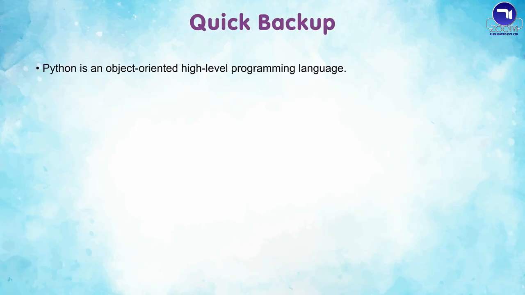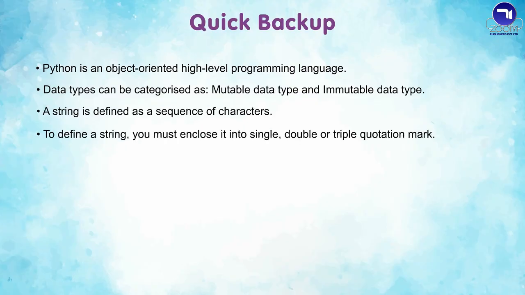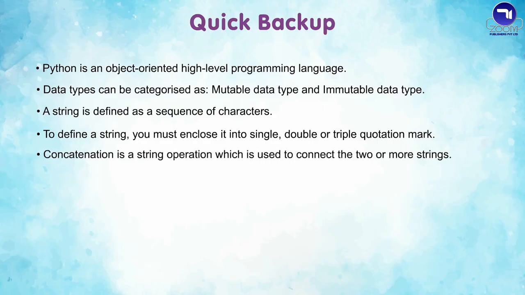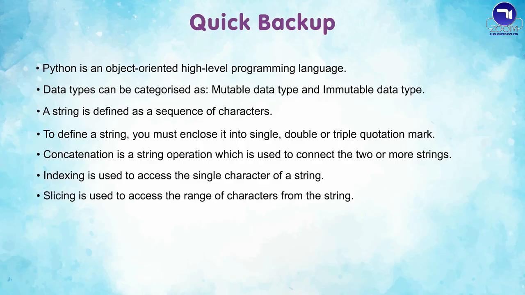Quick backup. Python is an object-oriented high-level programming language. Data types can be categorized as mutable data type and immutable data type. A string is defined as a sequence of characters. To define a string, you must enclose it into single, double, or triple quotation mark. Concatenation is a string operation which is used to connect the two or more strings. Indexing is used to access the single character of a string. Slicing is used to access the range of characters from the string. There are various built-in string functions in Python.